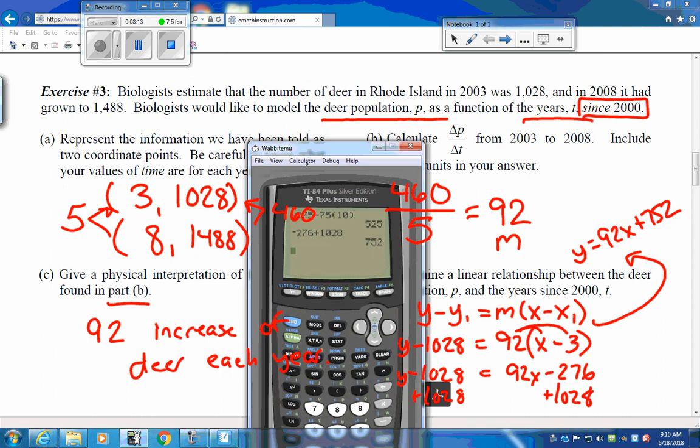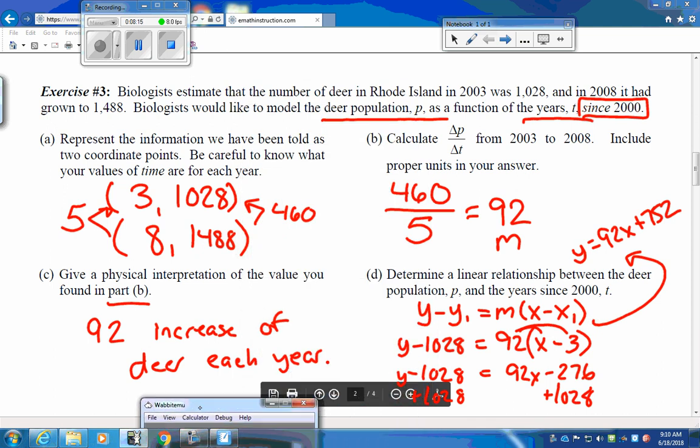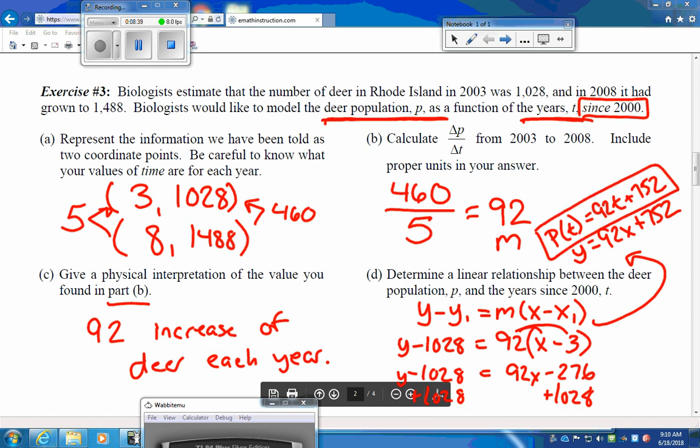Again, as you're looking at these questions, you may have to write equations. The other thing is that if we wrote y equals 92x, we'd actually lose a point. See how it says up here they want us to use P and T? We're going to have to use those as our variables. So the population based on time would be P equals 92T plus 752. Now that we use the correct variables they want us to use, we have a final answer.